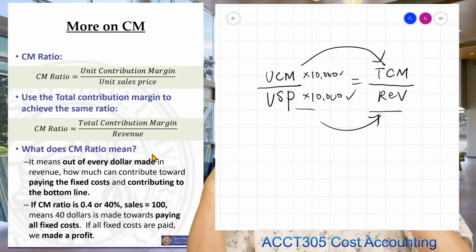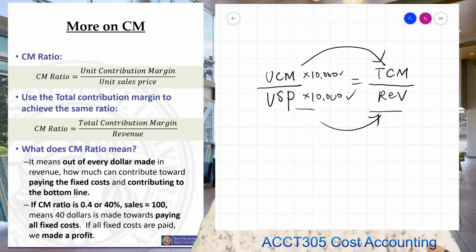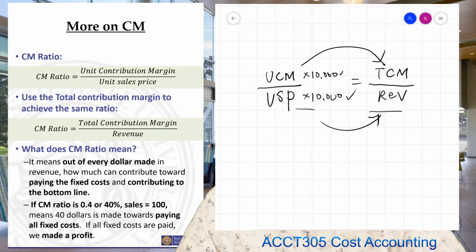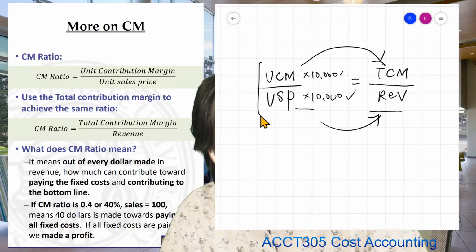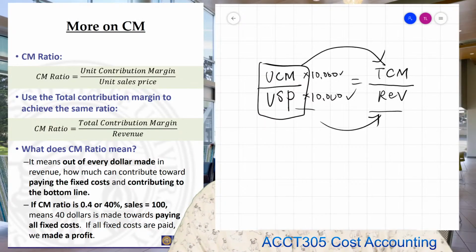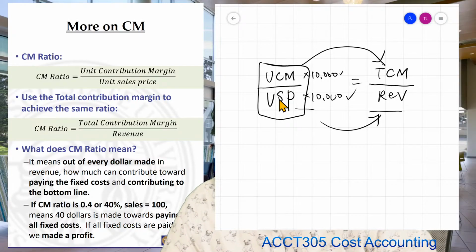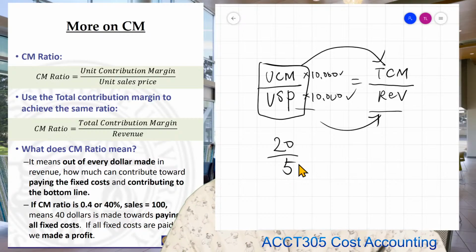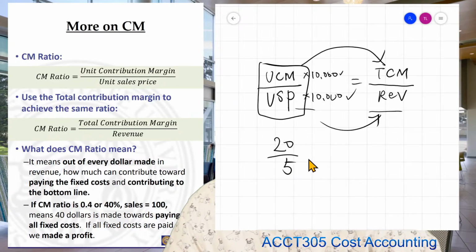So what does this ratio number mean then? It means out of every dollar made in revenue, how much can contribute towards paying the fixed costs and contribute towards the bottom line. Because you are doing this in ratio form, do you understand what happens when you do this? If you multiply like 20 divided by 5, what do you get? 4, right?